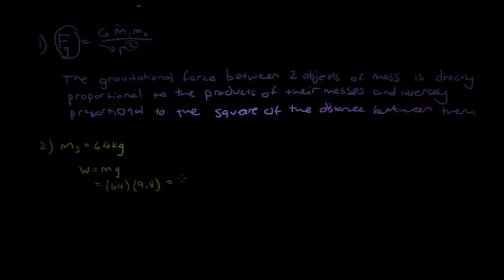And that's equal to, I had to grab my calculator there, that is equal to 627.2 units. It's weight, so it's a force. So it is newtons. Usually we have to give a direction because force is a vector, but it's implied that the weight is going straight towards the center of the Earth.